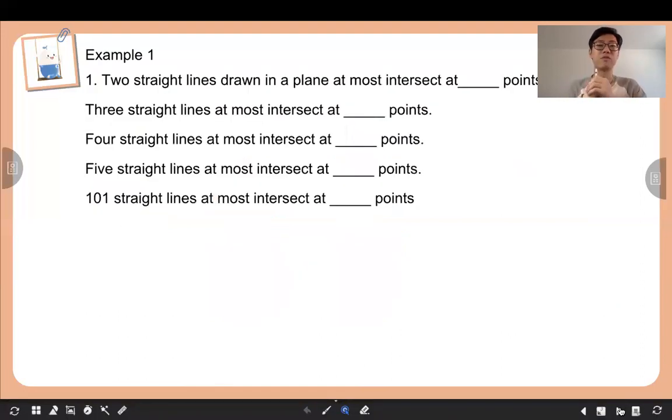So here, in the first example, we are given 2, 3, 4, 5, all the way up to 101 straight lines. And we want to have as many intersections as possible, as we just mentioned before. So how can we do that? I want to ask you, has anyone ever drawn so many straight lines in your life? 101 straight lines, how many? How can anyone draw so many lines on a paper? I didn't. But no worry, we actually don't have to draw that many lines. Let's see how we do it.